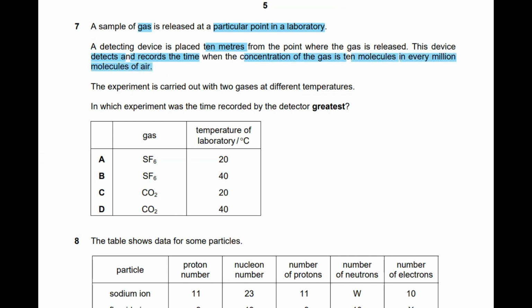The experiment is carried out with the two gases at different temperatures. Those two gases are sulfur hexafluoride, SF6, and carbon dioxide, CO2. Now, in which experiment was the time recorded by the detector greatest? Time recorded by the detector greatest means they're talking about the diffusion of the gas.